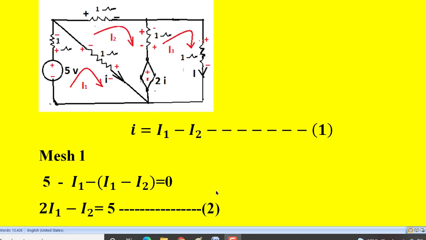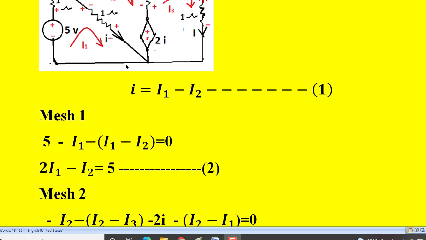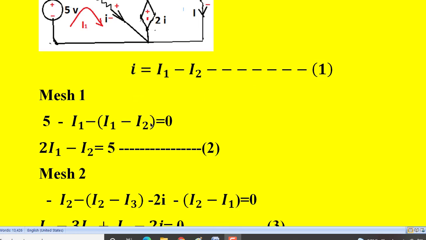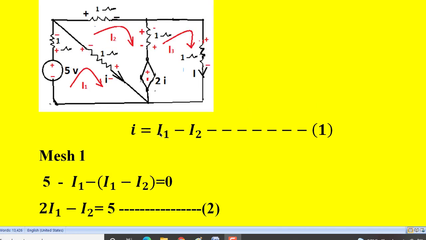Next, coming to the mesh 2 equation, this is mesh 2. So here we start at one point. Polarity is already decided. So in the assumed current direction I2, first we are getting plus, next negative. So we say this is voltage drop. Voltage drop will get the negative sign. So we write minus 1 into I2.